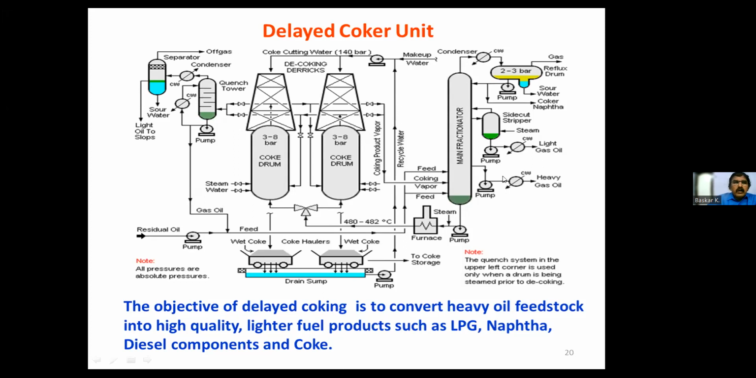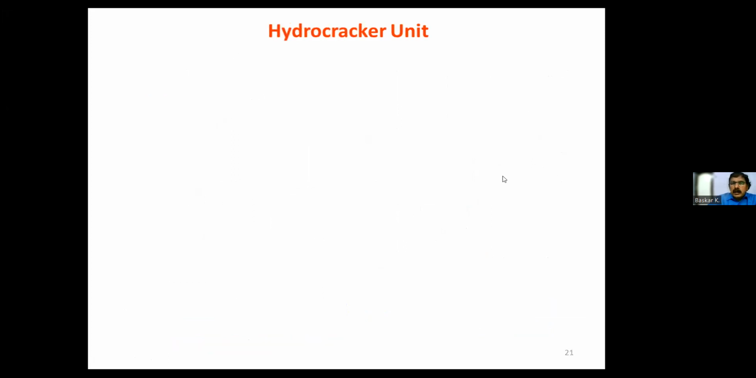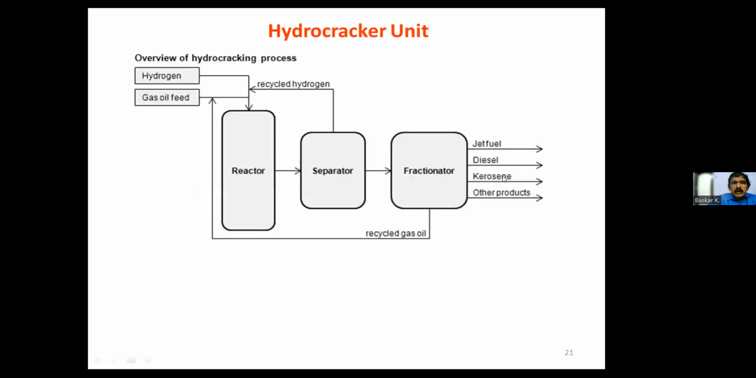Now, let's go on to one more secondary unit called the hydrocracker unit. Here, this is a gas oil feed, which is fed to a reactor along with hydrogen, right? And the reaction is taking place, that is, heavy molecules are converted into lighter molecules. And we have a separator because this is already mixed with hydrogen. Gas has to be removed. We have a separator to remove gas, that is hydrogen. That recycled gas goes back as a feed for recycling.